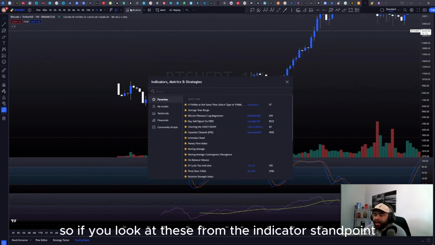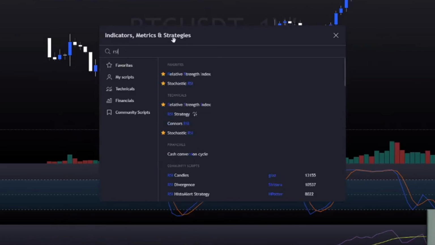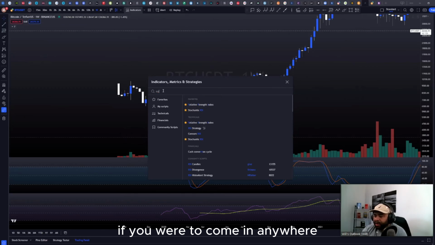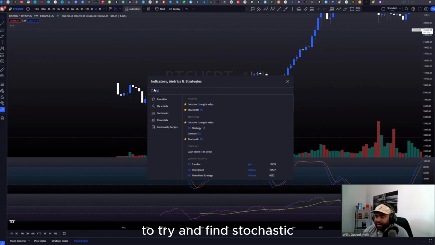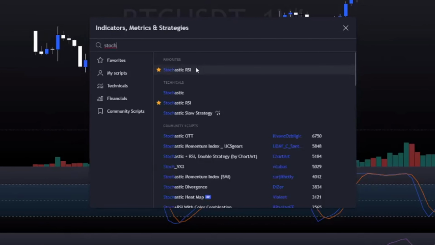If you look at these from an indicator standpoint, you would come to indicators and type RSI. You would then just go with the first one, relative strength index. If you were to try and find stochastic, same thing. It's just going to be STOCH, and you're going to pick the first one right here, stochastic RSI.